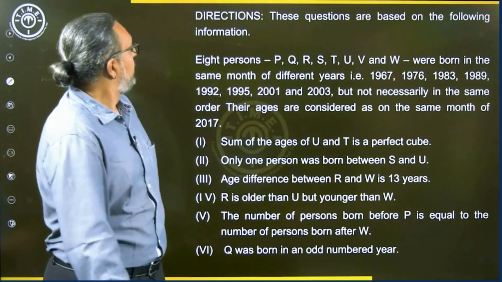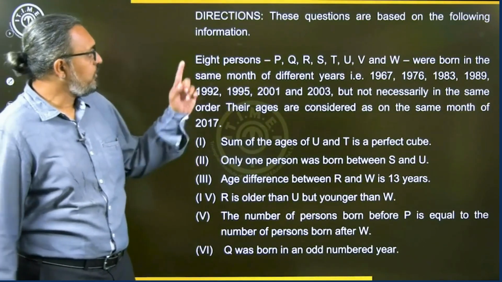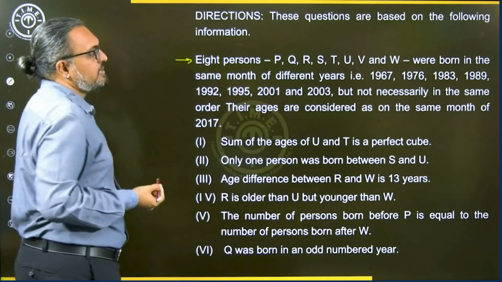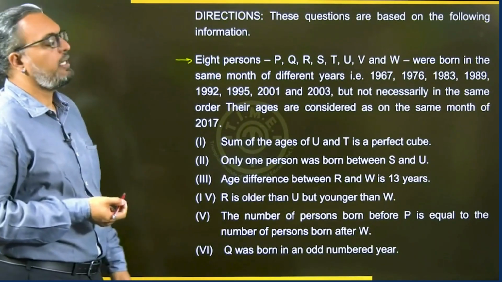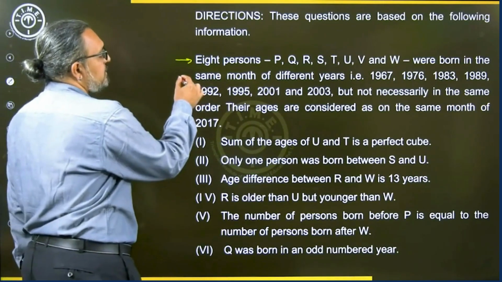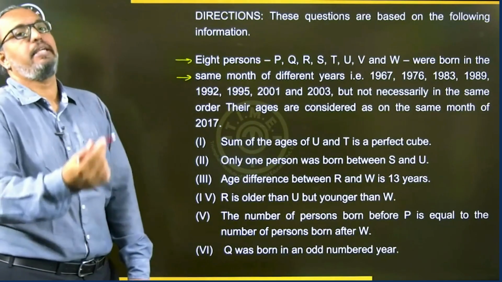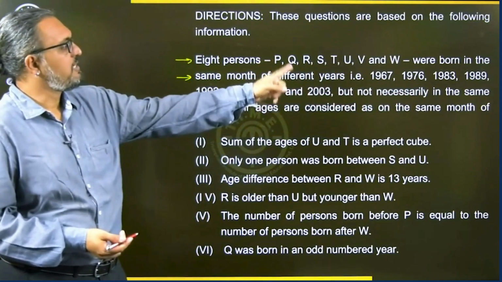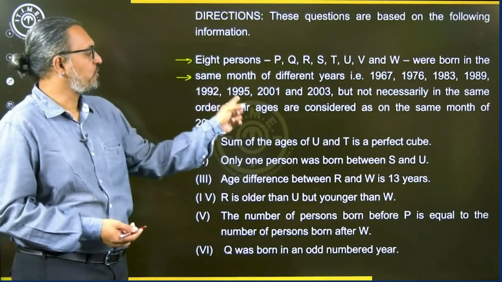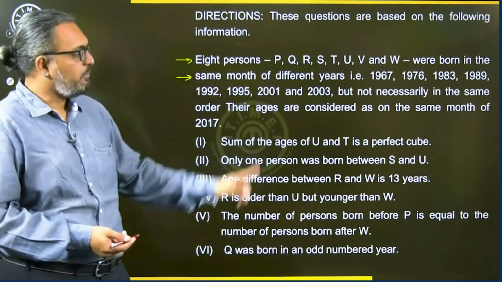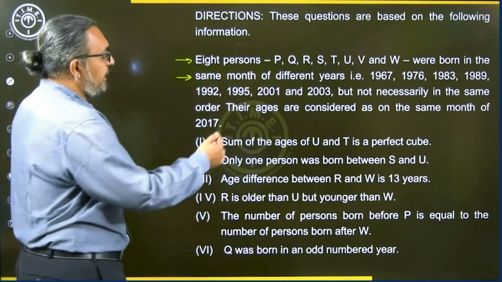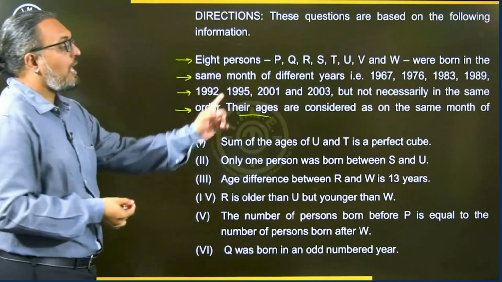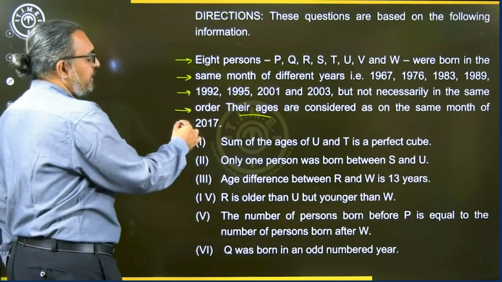Now this is the first set where he says 8 persons P, Q, R, S, T, U, V and W were born in the same month of different years. That is, he has given the list of years 67, 76, 83, 89, 92, 95, 2001 and 2003, but not necessarily in the same order. Their ages are considered as on the same month of 2017.